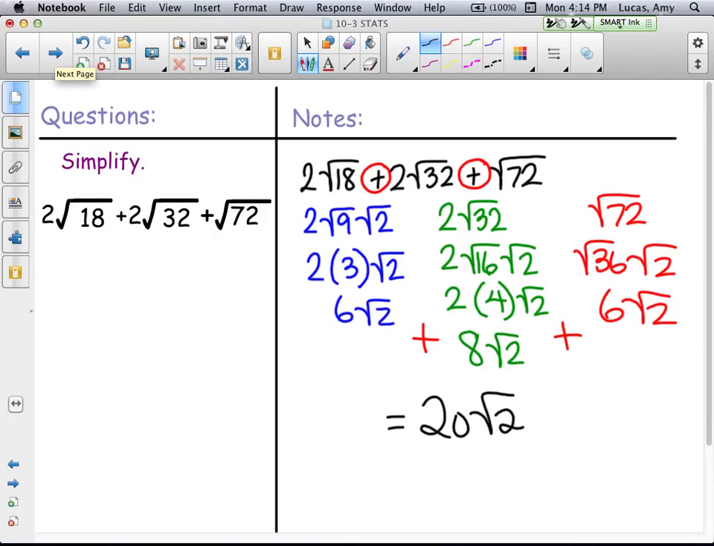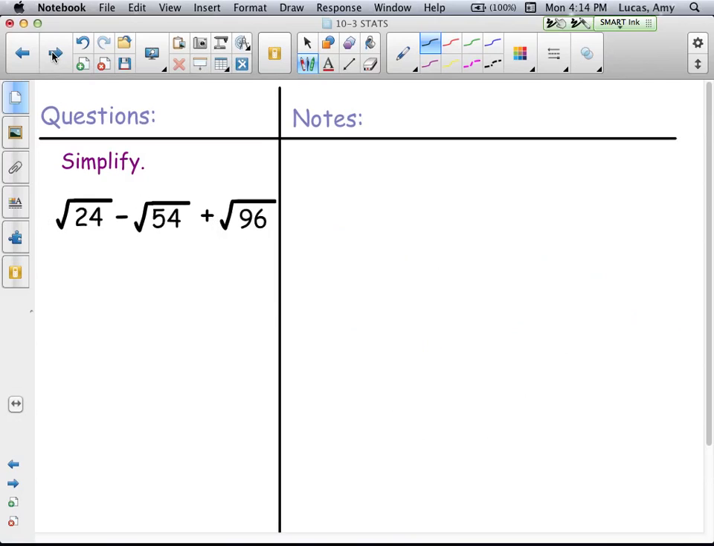So the whole purpose of simplifying them is to try to get them to be like radicals, like radicands. So sometimes they don't end up to be all alike, sometimes they do. Just make sure that you simplify them as much as possible. This next one, we'll have to see if they all turn out to be alike.